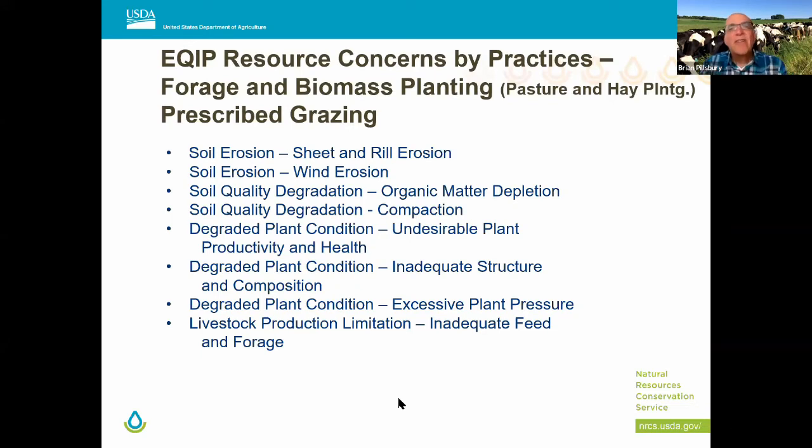Okay. So what are the practices that we could use to improve the resource concerns? If you look at prescribed grazing and forage and biomass planting, those are really our two flagship practices in the grazing world in NRCS, because many of the other practices are what we call facilitating practices that allow us to implement that system of grazing management. So with the prescribed grazing and the proper planting, the proper species being present, we can solve a lot of those resource concerns from soil all the way down to plants and livestock limitations.